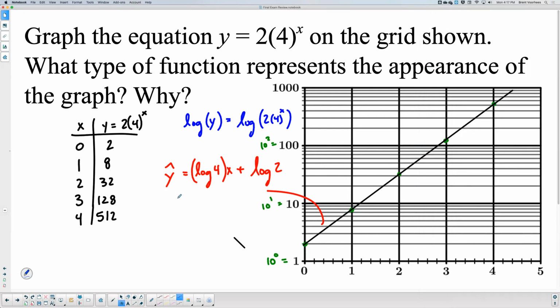That would be the equation of the linearization of this graph right there. That's what the equation would be. And I did that by taking the log of the base, that's the slope, and the log of the a value is your y-intercept.